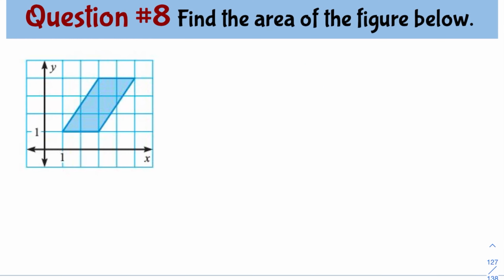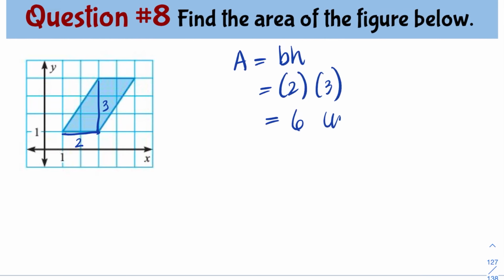Question number 8. Find the area of the figure below. This figure has a base of 2 units and a height of 3 units. So the area for this parallelogram is 2 units multiplied by 3 units, which is 6 square units.